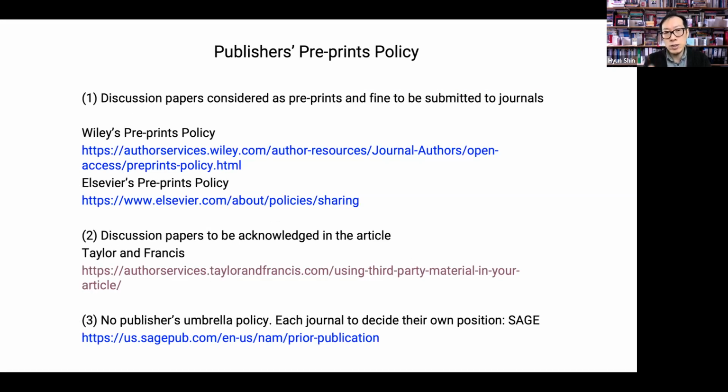And all these policies that you see will basically say it's okay to submit a preprint to their journals for consideration. But each journal may sometimes have their own local policy, and therefore, if you want to be 100% sure, the best strategy is just to reach out to the journal editors and ask whether they accept working papers when it comes to submission.